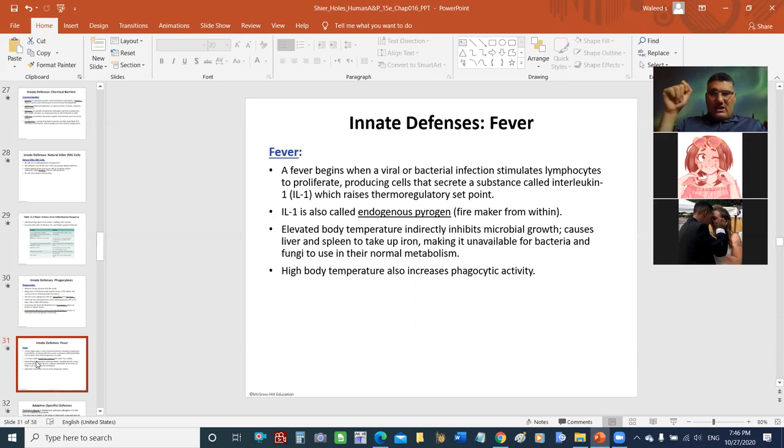Because once the lymphocytes see the bacteria go away or the virus go away, they will stop producing interleukin-1, which is the endogenous pyrogen, and this is going to clear the hypothalamus, and the set point is going to go back to 98.6, which is 37.